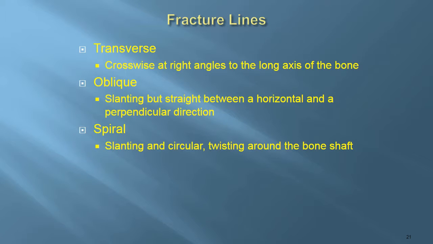Fracture lines can be described as transverse, where they occur crosswise at right angles to the long axis of the bone. They can be oblique, where they slant, but they're straight between a horizontal and a perpendicular direction. They may spiral, where they are slanting and circular, twisting around the bone shaft.